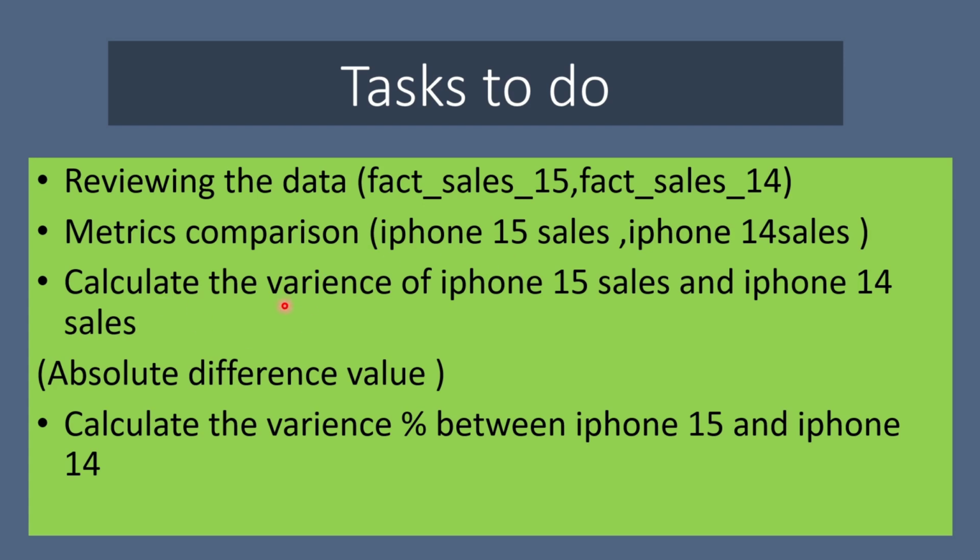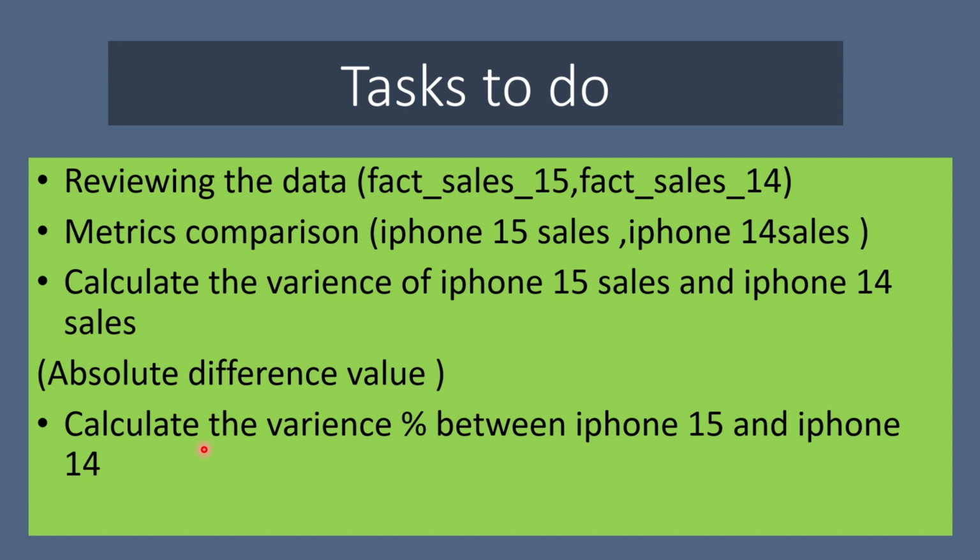The third task is to calculate the variance of iPhone 15 sales and iPhone 14 sales in absolute difference value. Absolute difference value means all the values that you get should be positive. And the last task is to calculate the variance percentage between iPhone 15 and iPhone 14. So now we will move on to Power BI Desktop and start creating the measures.